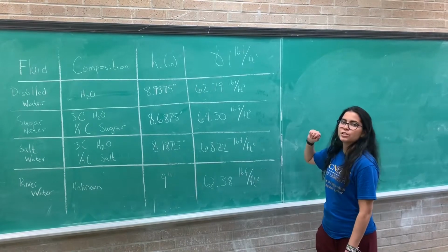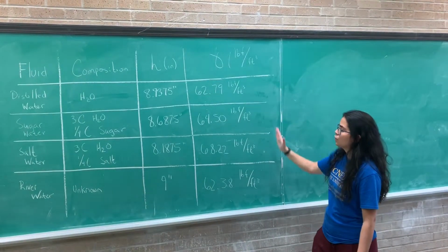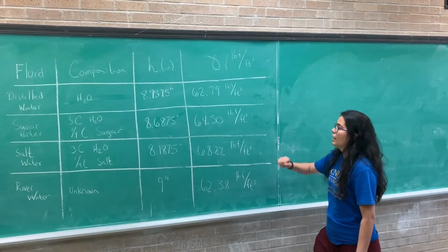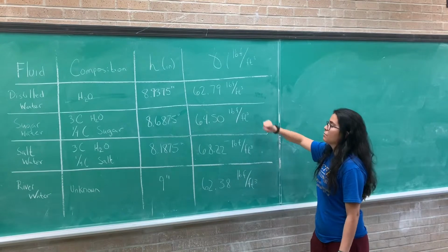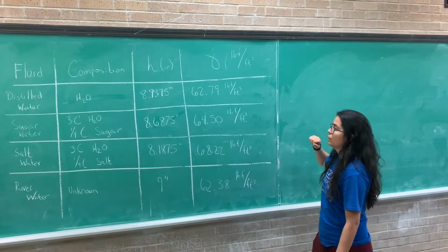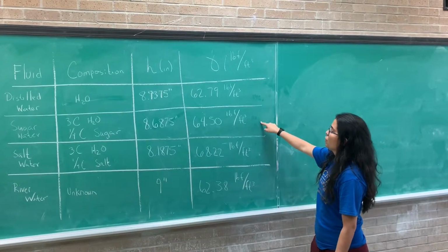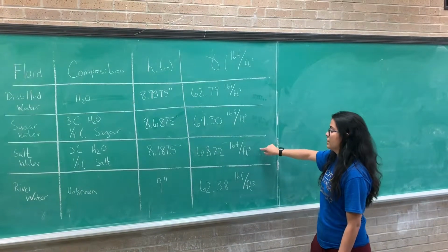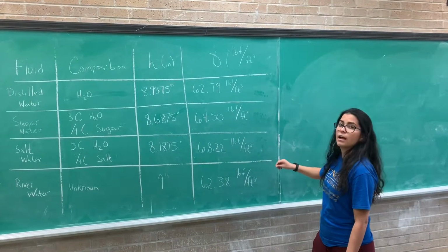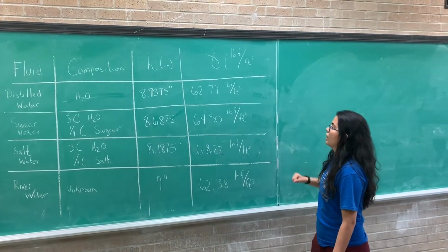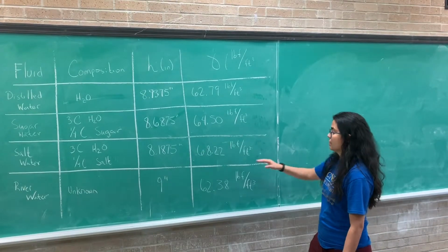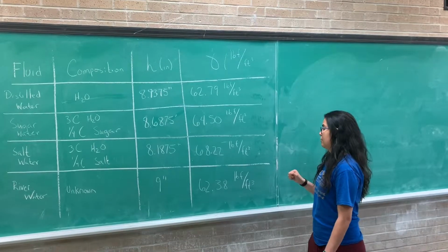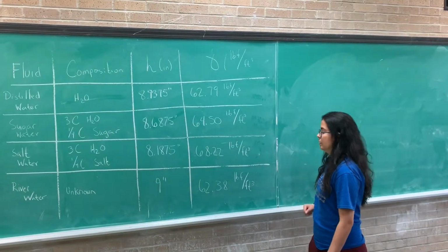Here we have a results section. We can see all the values for the specific weight for each fluid that we have at the beginning. The still water was 62.79 pounds-force over feet cubed. If we compare that to sugar water, it is just a little bit higher than this value. Even if we see salt water, we can notice that it has a higher density than the distilled water and sugar water. It has a 68.22 pounds-force over feet cubed, which makes it heavier.